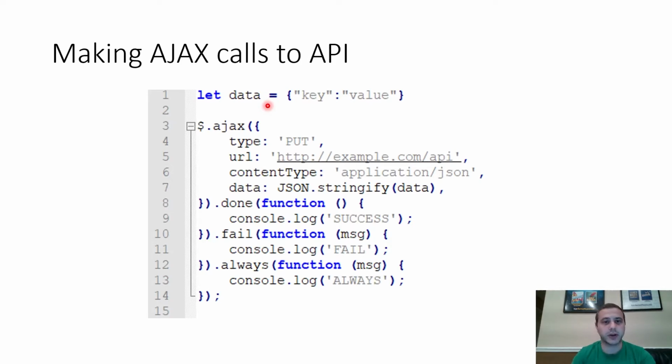JSON is a key value pair type of format, and when you stringify it, it makes that whole format into a string so that it can be sent over the request. Then when you get a response back, if it completes successfully, it'll execute this done. If it fails, it'll execute this fail. And then it will always execute this. Keep in mind, if you're making a POST or a PUT like this, you should always send it data, and you should stringify it by using JSON.stringify and then your data in here.